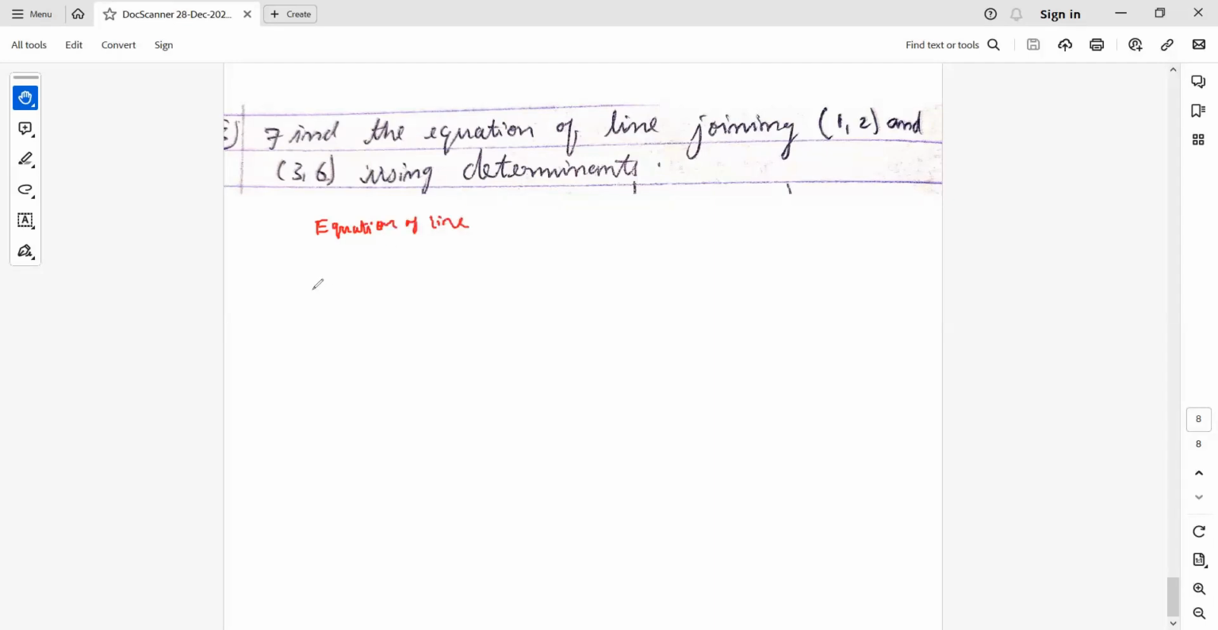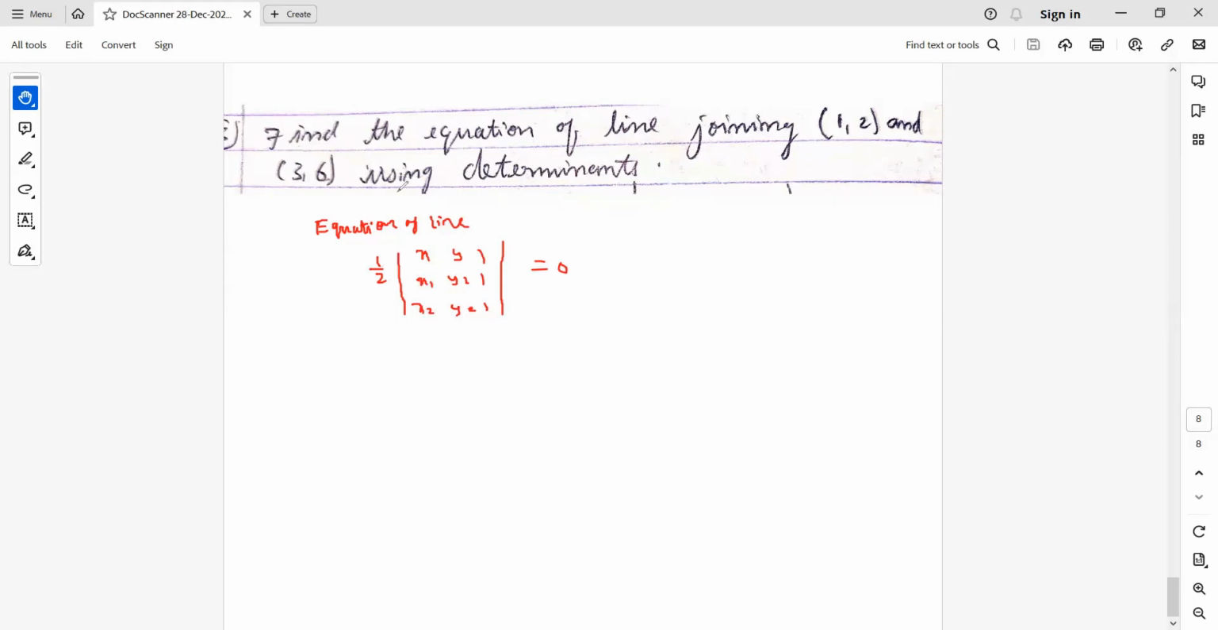The same formula we are using, it is equal to 1 by 2 times the determinant with rows x y 1, x1 y1 1, and x2 y2 1. So for finding the equation of a line, we only require two coordinates, and we equate it to 0 to find out the equation of the line.